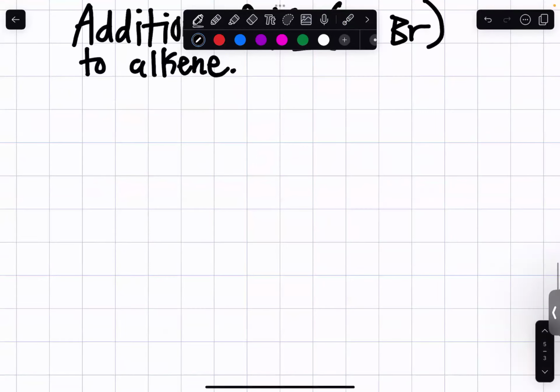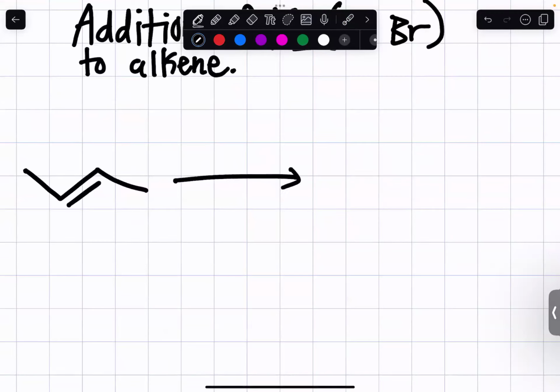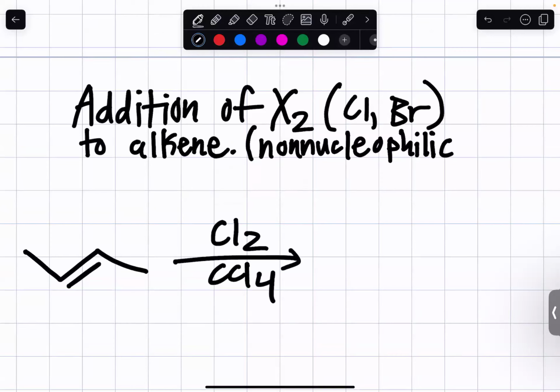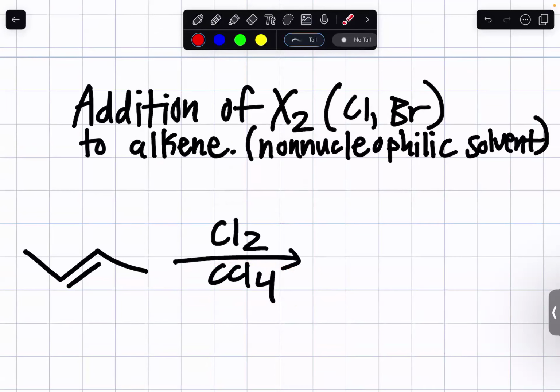A simple example: Cl2, and then some non-nucleophilic solvent. There are two cases of this reaction, non-nucleophilic solvent and nucleophilic solvent. Let's just focus on the non-nucleophilic solvent first, which does nothing in the reaction, which is just CCl4, or you could just see Cl2 by itself with nothing else on it.